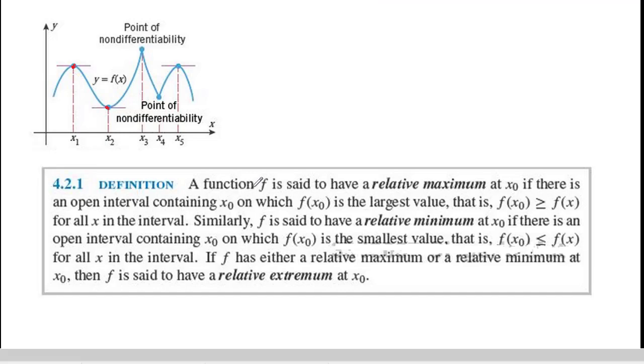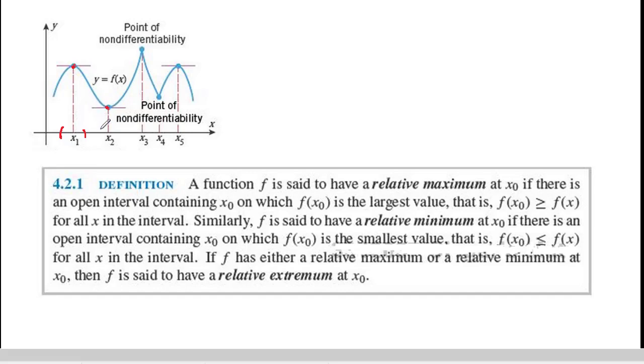And so here we have a function f is said to have a relative maximum at x naught if there is an open interval containing x naught on which f of x naught is the largest value. That is, f of x naught is greater than or equal to f of x for all x in the interval. So what you see here is that at this x value of x1, we can draw a little interval around x1, and every input in this interval will have a corresponding output that is less than the output for this point.